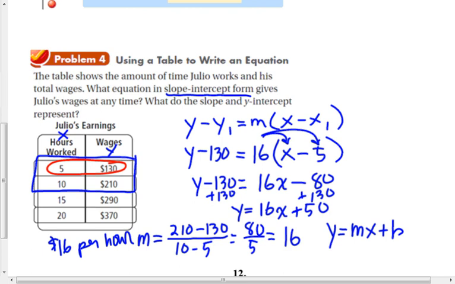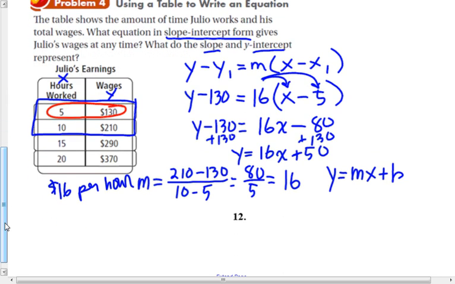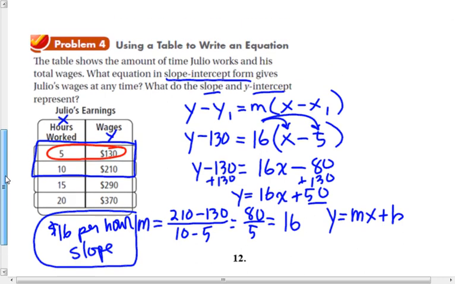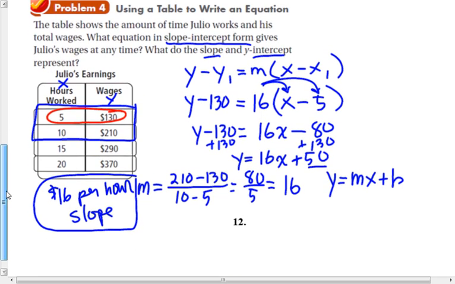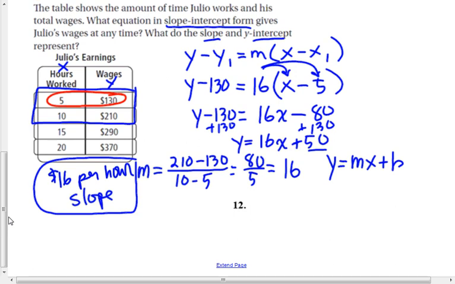slope-intercept form. And one last question it asks, what do the slope and the y-intercept represent? We talked about the slope already representing the hourly wage, the rate, how much it goes up by every hour. So that's the slope. It's the hourly raise. And the y-intercept, 50, means that for some reason, if Julio works 0 hours, he gets $50, which means he must get some sort of a commission or some kind of an amount on his paycheck weekly before his hours start. All right, so go ahead and try a problem like that.